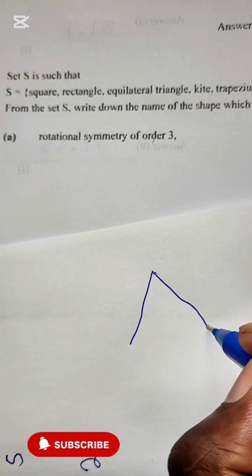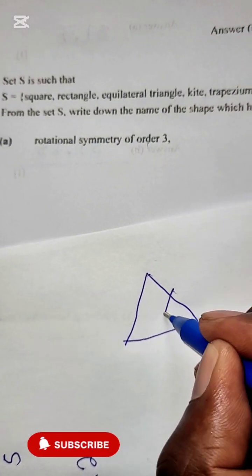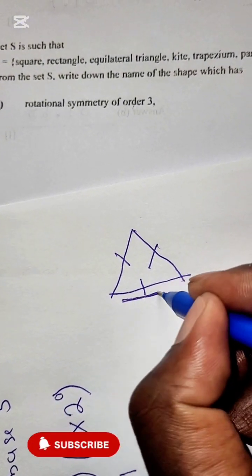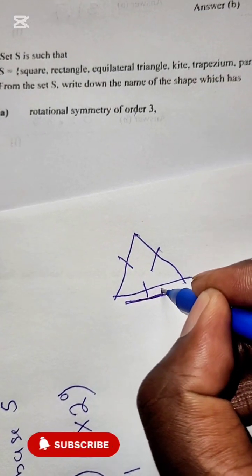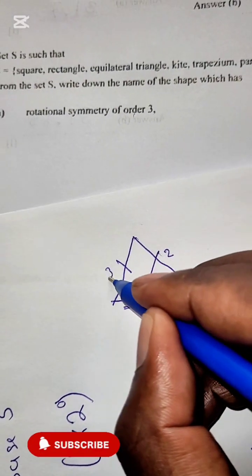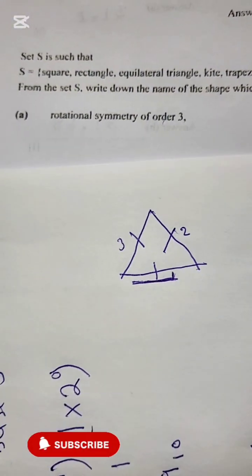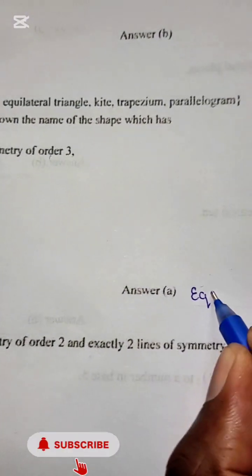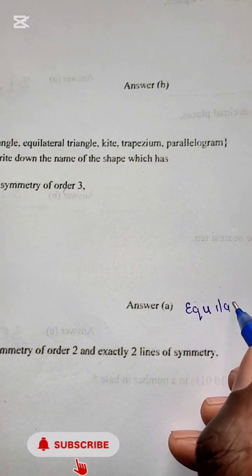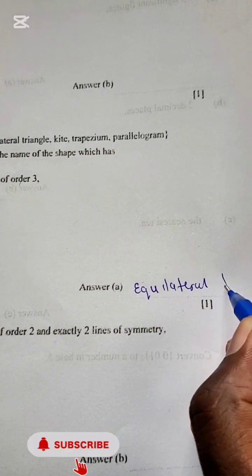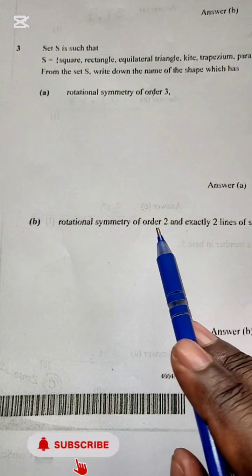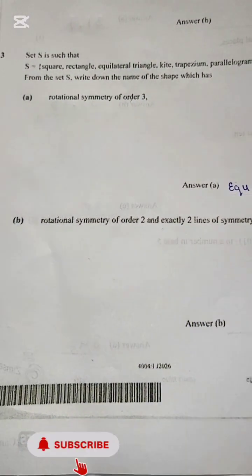An equilateral triangle is a triangle like this, right, with all sides which are equal. Okay, so if we rotate it from this point and spin it, it spins how many times? 1, 2, and 3. That's what we are calling rotational symmetry of order 3. So it's an equilateral triangle. Then you write equilateral triangle.